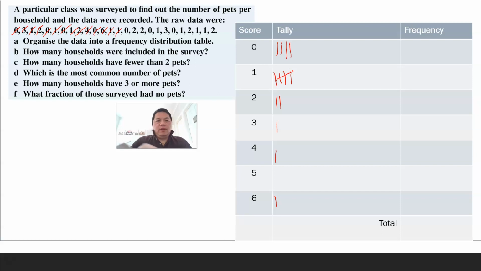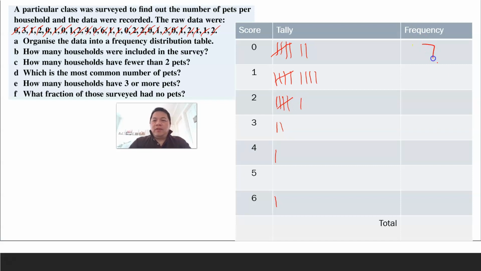That's the 5th one. 0 is the 5th one. 2, 2, 0, start a new one. 1, start a new one again. 3, 0, 1, 2, 1, 1, 2. So now once you have all this, you can tabulate the number of times 0 happened.